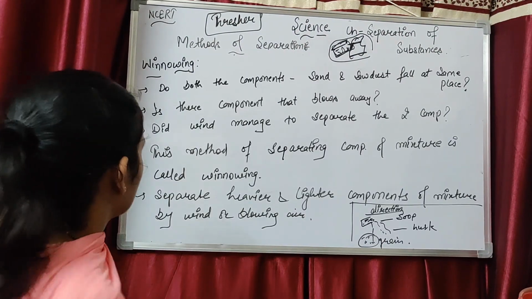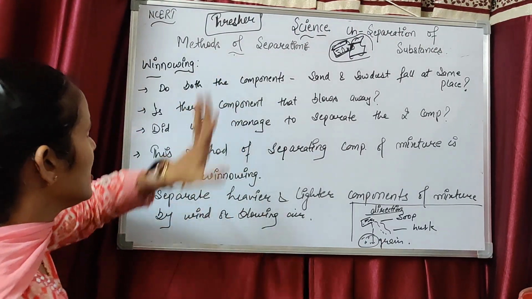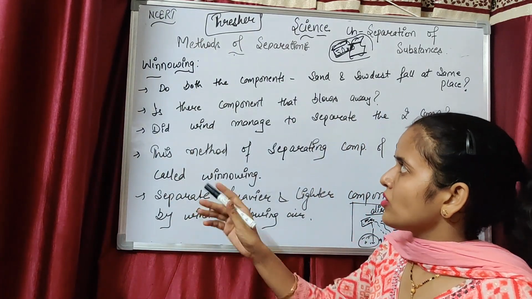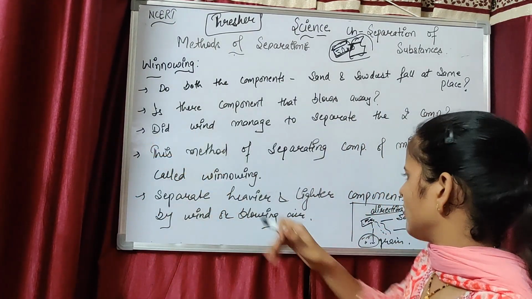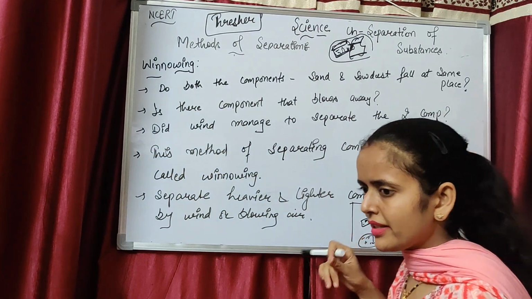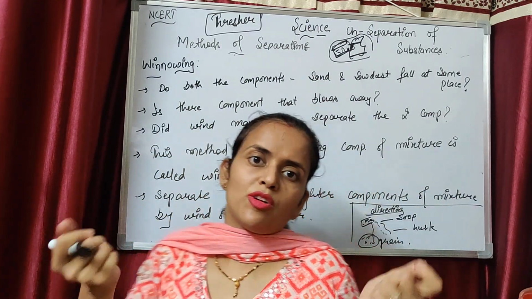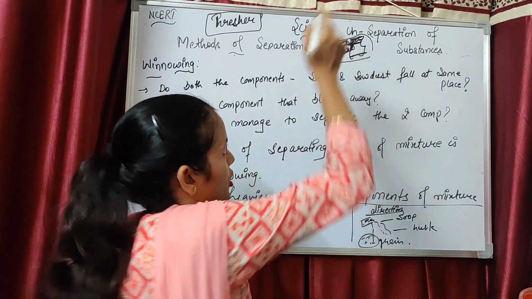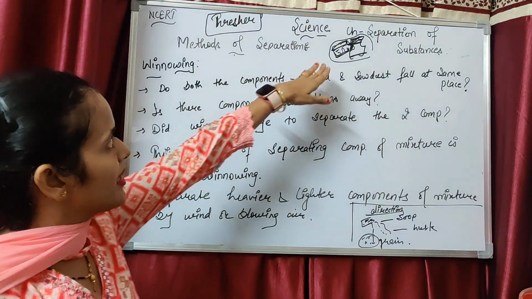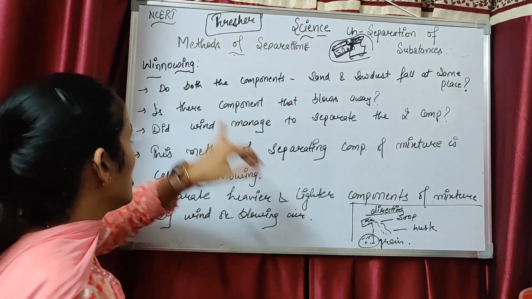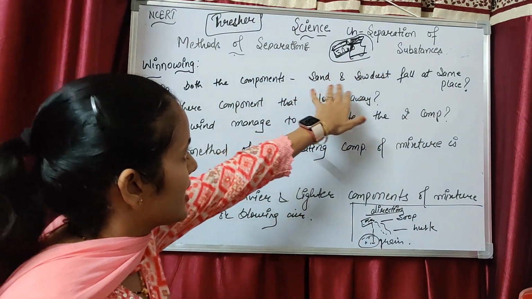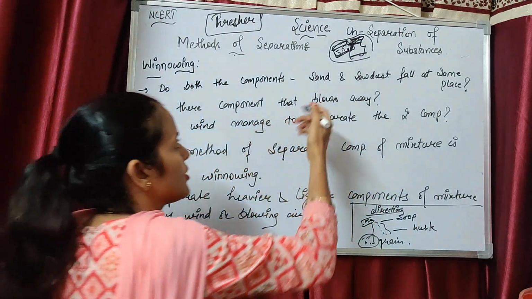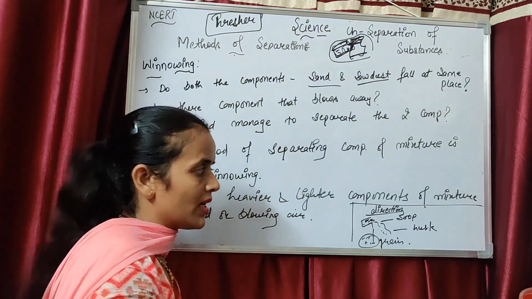Next we have to understand the concept of winnowing, how to perform the process of winnowing. What is the last line here? I am explaining that. Take the plate at your shoulder height. So what happens when you take this plate at your shoulder height? Do both the components, sand and sawdust, fall at the same place when you tilt it?